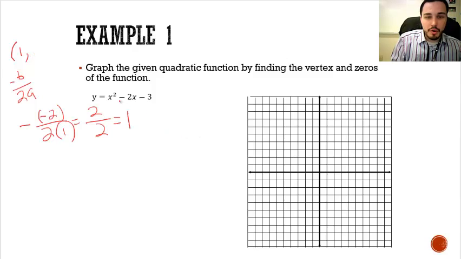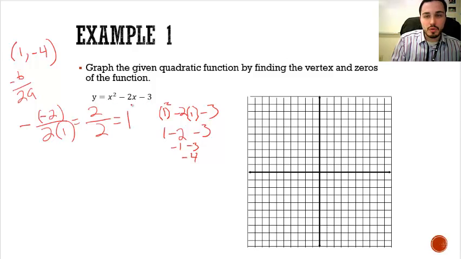Okay, now I need to figure out the y value of my vertex. I'm just going to plug this back in right up here. So that's 1 squared minus 2 times 1 minus 3. Well, let's see here. Simplify that. That's 1 minus 2 minus 3. 1 minus 2 is negative 1. Negative 1 minus 3 is negative 4. So then my vertex is 1, negative 4. That's my vertex. Now I need to go back here.